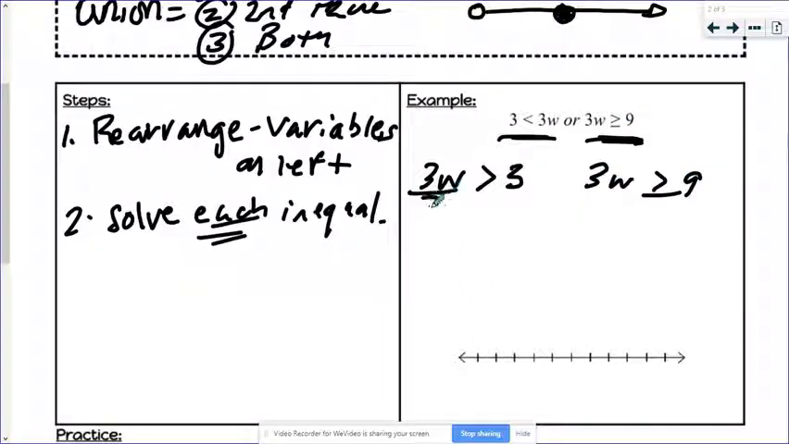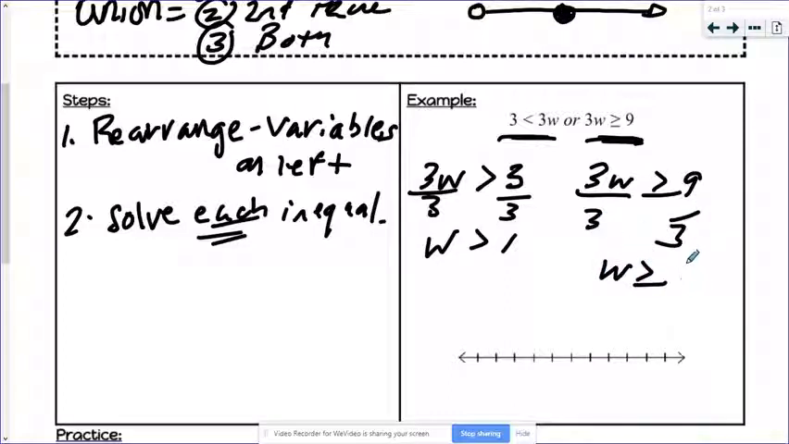I'm going to solve. This is a +3 I'm dividing by, so W is greater than 1. When I divide by 3 here, I'm going to get that W is greater than or equal to 3. So these are my two options. So we're going to graph, which is our third step right now. Remember, it's easier to graph before you combine them together. So let's say that this is 0, so then this would be 1, 2, and 3.